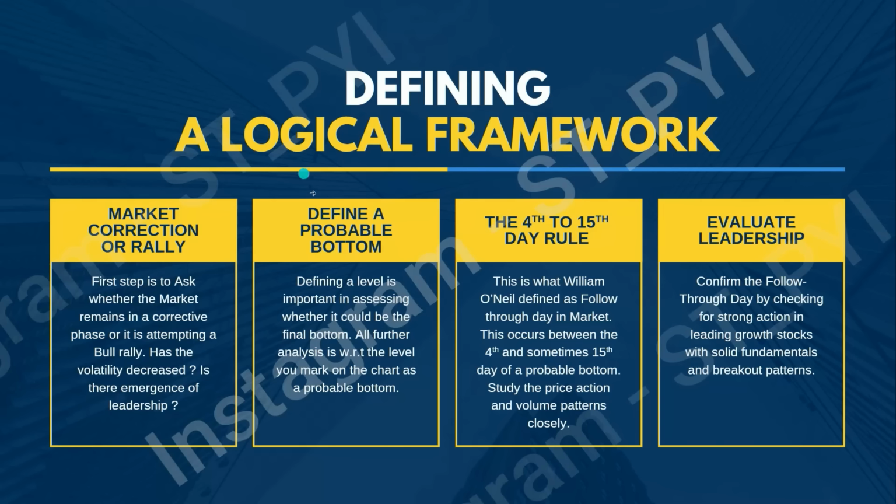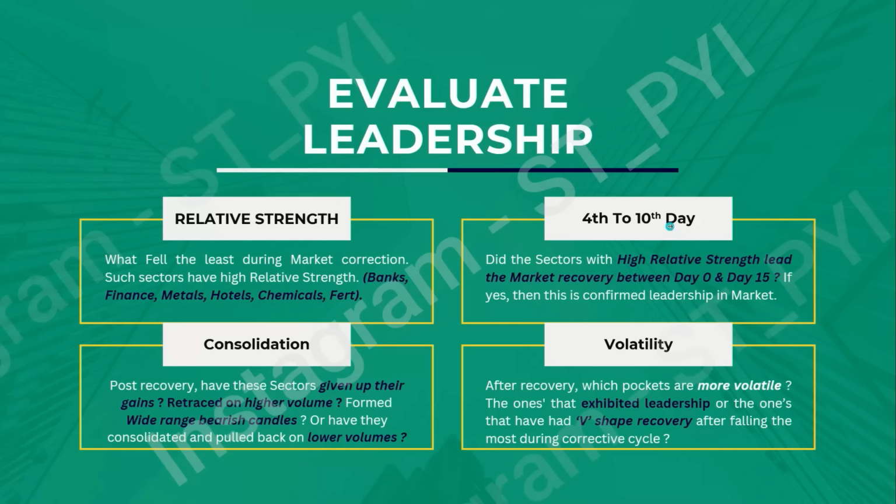So now that we have covered the step to define a probable bottom and the step about the 4th to 15th day rule, we'll now move to evaluating leadership in the market. This again is a critical step. While evaluating leadership, there are 4 points that I need to track. First, relative strength. What fell the least during the market correction? Such sectors have high relative strength. In our context, it was banks, finance, metals, hotels, chemical, fertilizer. There are some tourism stocks also, but I've mainly included the major sectors in the market.